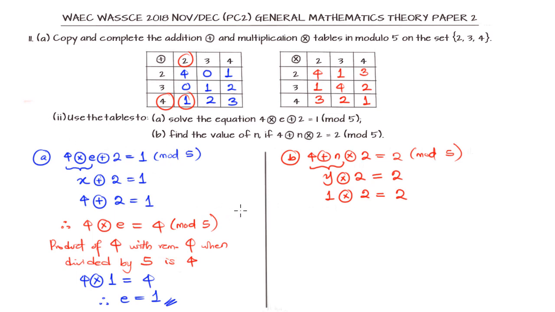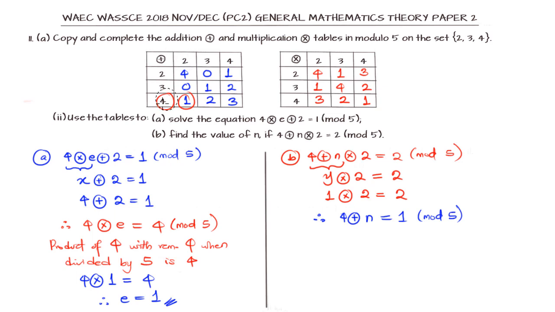The only number that will multiply 2 and still give us 2 is actually 1. So, therefore, 4 plus n is equal to 1. That is the y that we are putting in, and that is under modulo 5. So now, what number do we add to 4 that will give us 1 under the modulo operation 5? Now, we are looking at 4, then our answer should be 1.